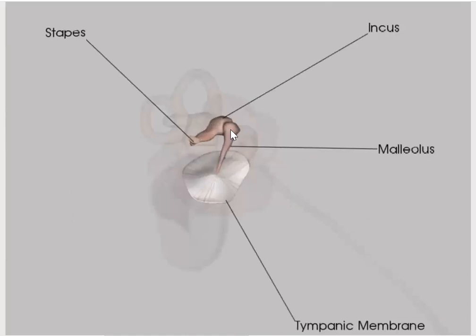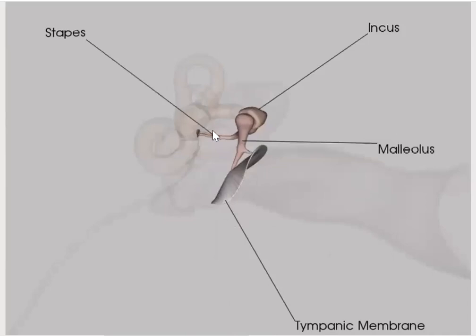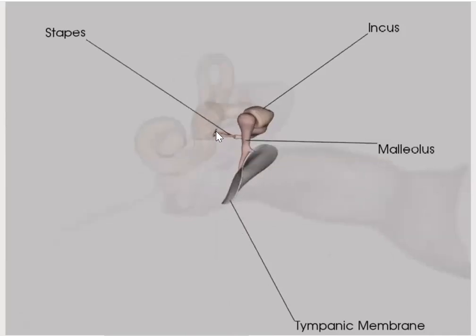The malleus, which is touching the eardrum. So the eardrum, also called the tympanic membrane, touches the malleus or the hammer. The malleus touches the incus or the anvil, and the incus touches the stapes or the stirrup. And then the stapes touches the oval window, which we can appreciate from this view, and the oval window is touching the inner ear, as we can see here.